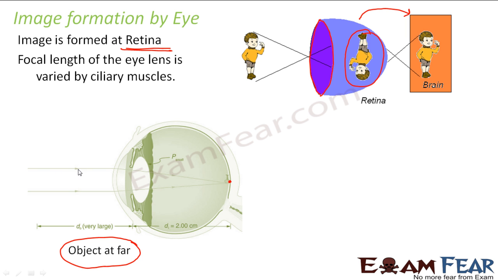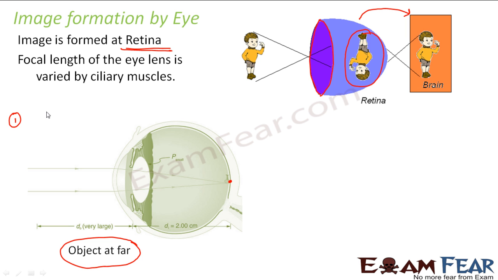Now, what do we know? For a convex lens, if the object is at infinity, where does the image form? The image forms at focus, right? So now we have increased the focal length in such a way that the focus is at retina. So therefore, the image will also form at retina. So this is what happens when the object is placed at infinity.